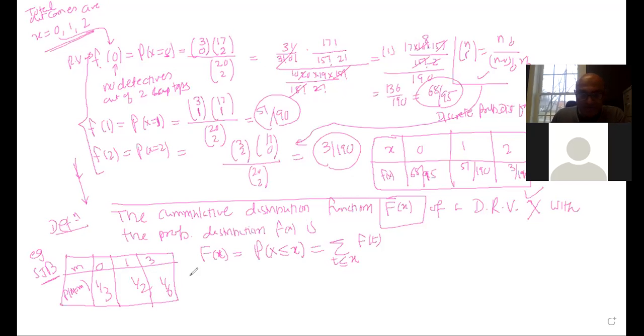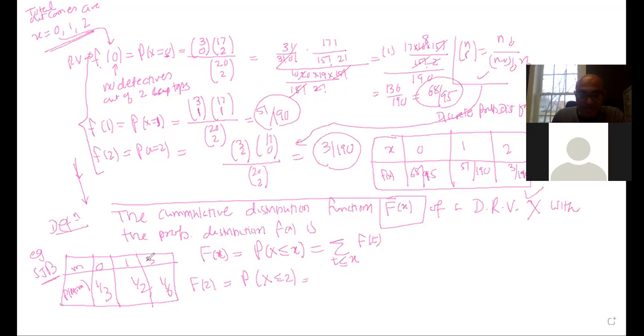As per the example, suppose I want to find capital F of 2. That means that is equal to the probability of capital X less than or equal to 2. Capital X less than or equal to 2. Look at over here, less than or equal to 2.